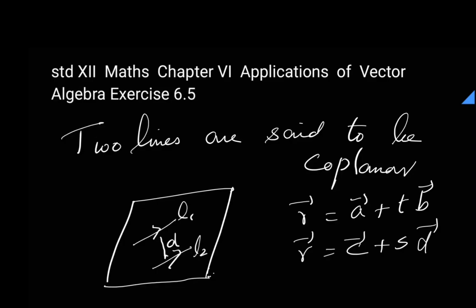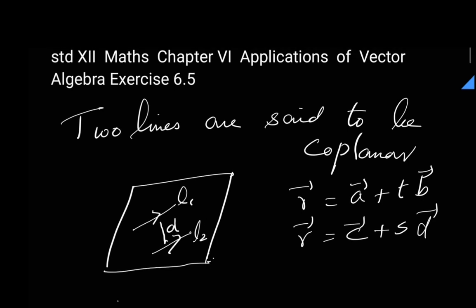See Standard 12th Maths Chapter 6 Applications of Vector Algebra Exercise 6.5. Before starting the problems in the exercise, let me give you some introduction. Coplanar: two lines are said to be coplanar if they lie on the same plane.